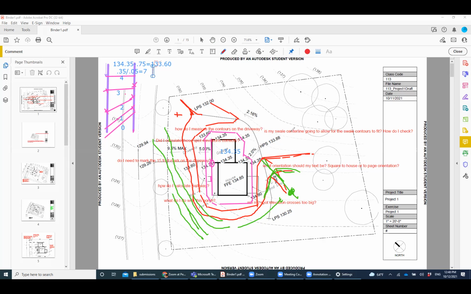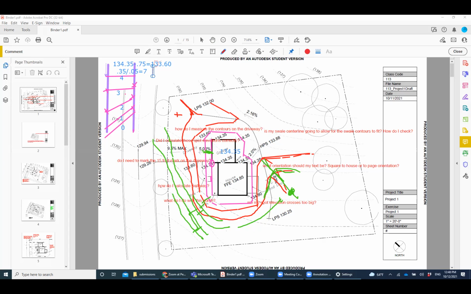Yeah, because based on this being 7 feet, we're actually staying pretty far away. This only used to be 4. So I don't see a slope issue here.